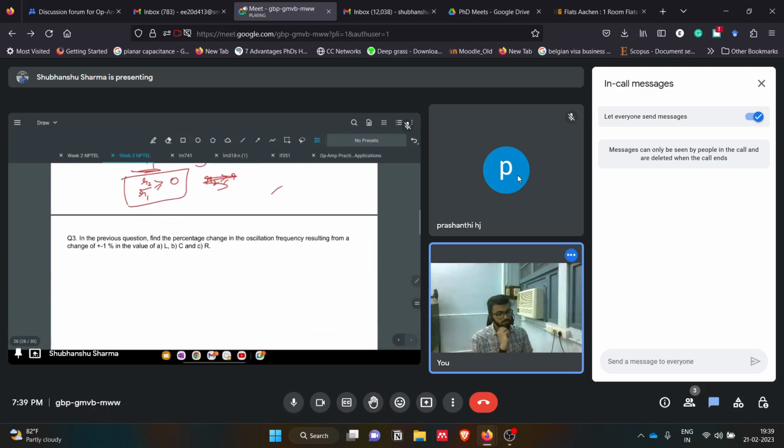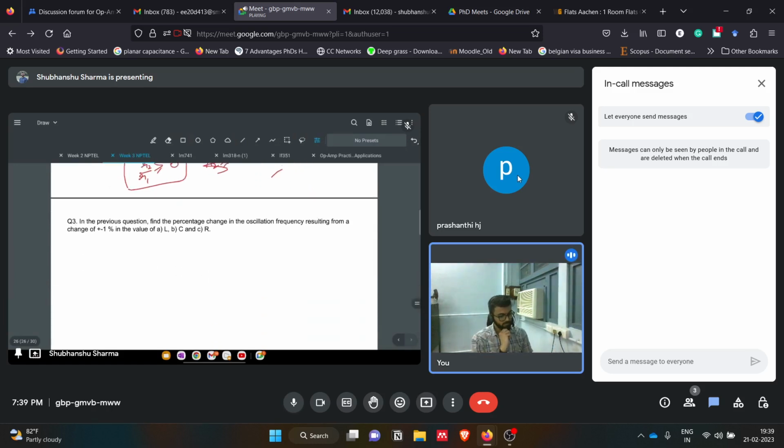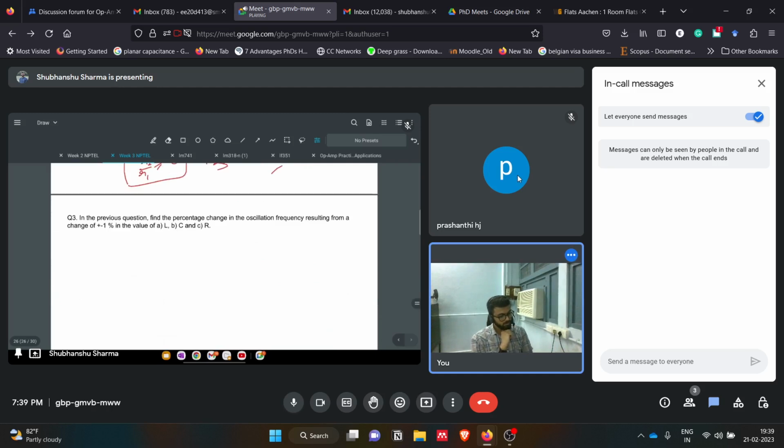Then there is another follow-up question for this. They are saying, in the previous question, find the percentage change in the oscillation frequency resulting from the change of plus minus percentage values of L, C and R.